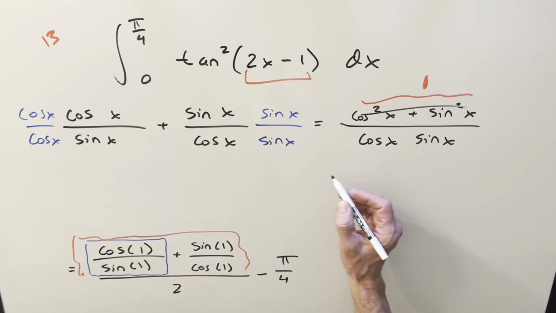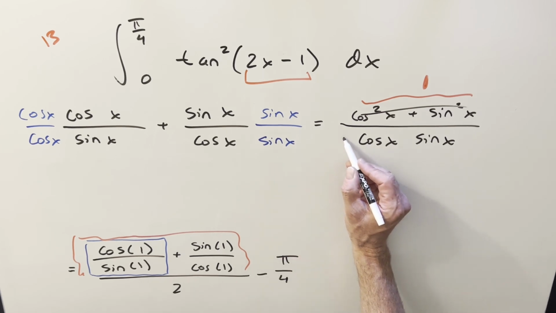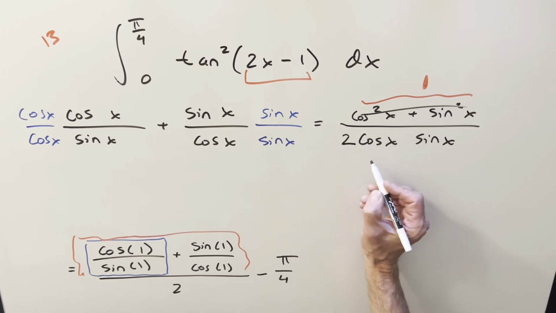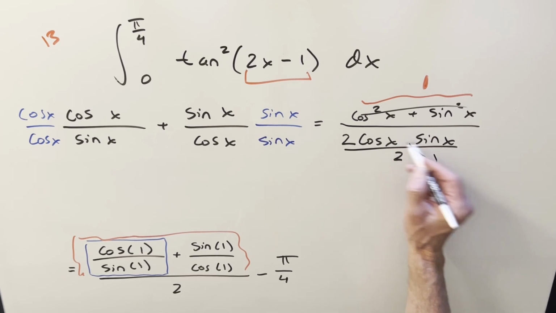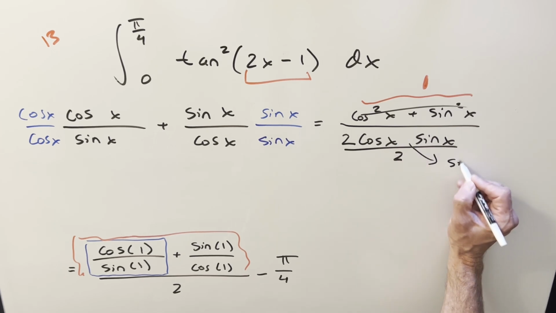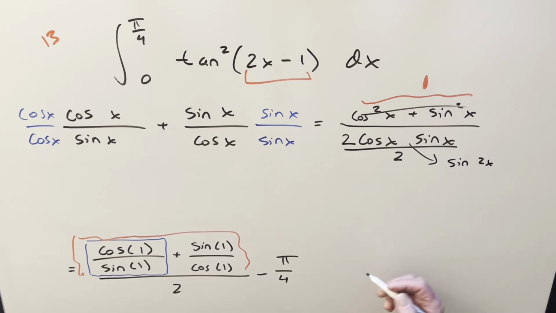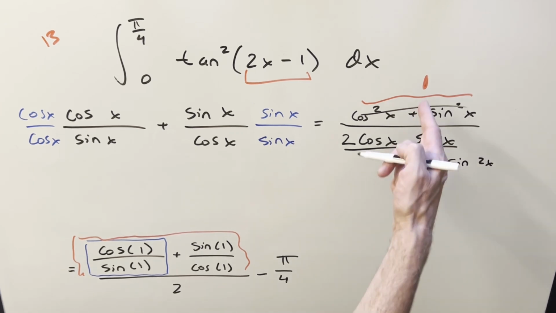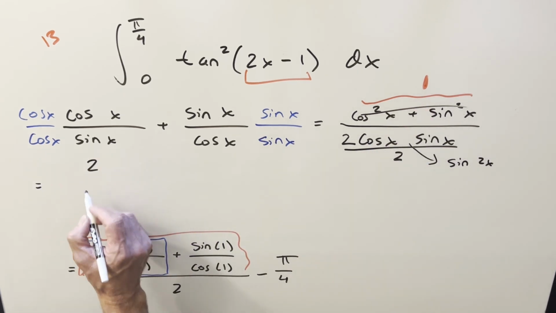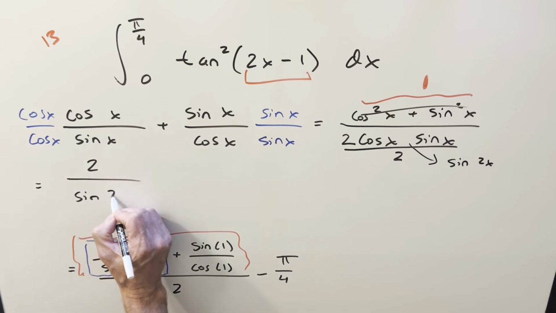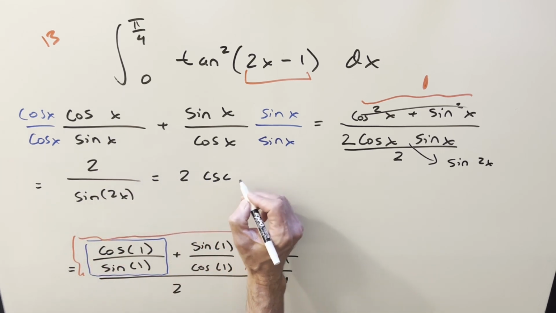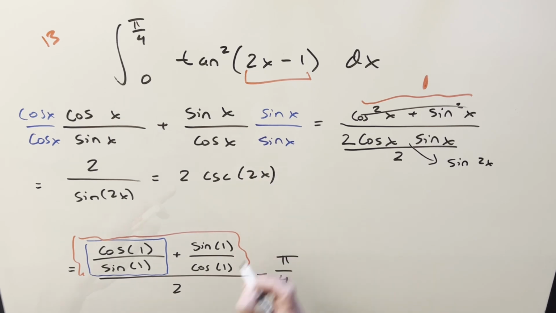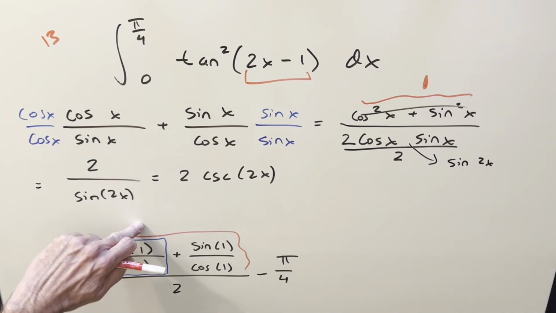And then this here, we can write it like the double angle formula for sine. If I multiply in 2, and then so I'm not changing it, we divide off 2, then this stuff in the numerator here is going to be sine 2x. So clean that up, flip the 2 up top, and we end up with 2 over sine 2x, which is also the same thing as 2 cosecant 2x. And I think that's going to be a nice way to simplify this right here.